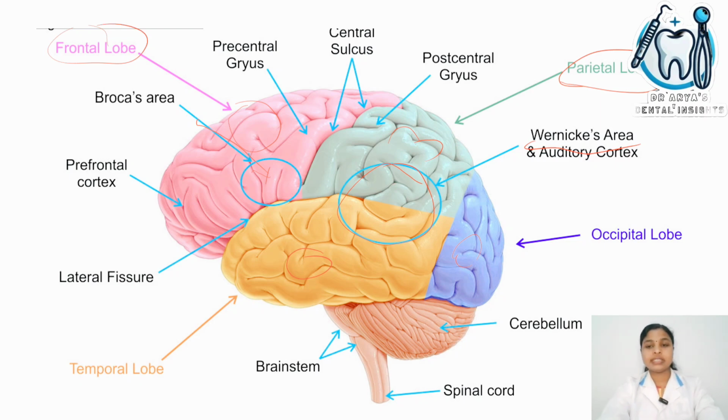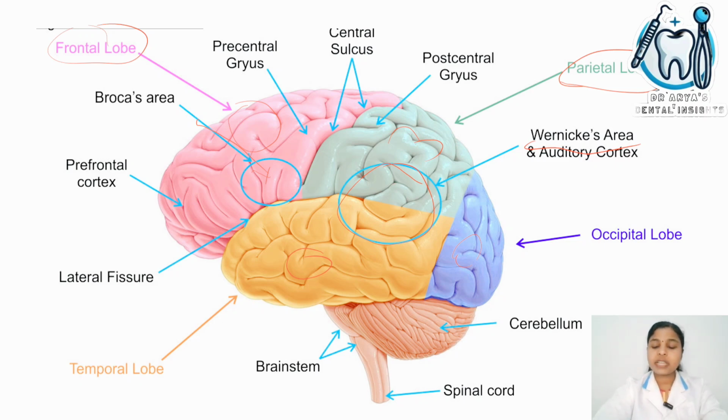So two questions are there. Wernicke's area is situated in the parietal lobe, and Broca's area is situated in the frontal lobe. Okay, and this is the lateral fissure. Here, this is the prefrontal cortex, cerebellum, this is the spinal cord, and also this is the brainstem.